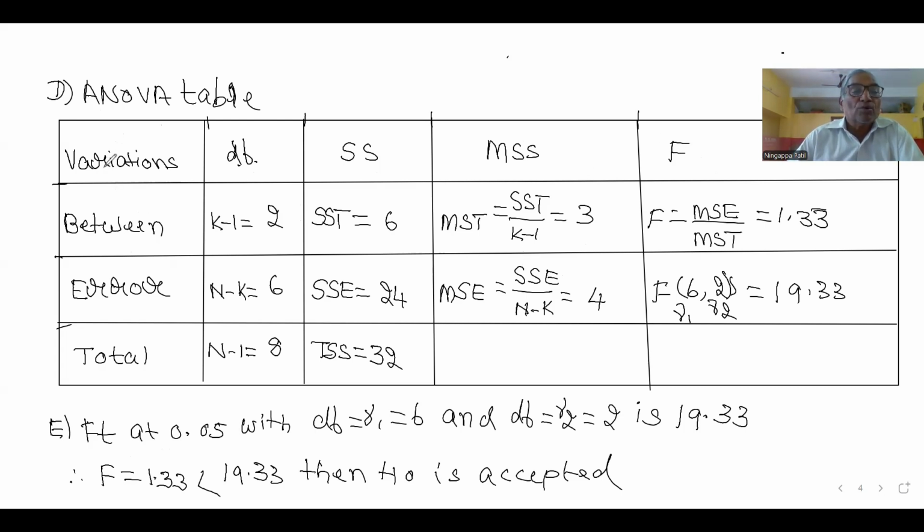We have to calculate. Look, for variations between, the degrees of freedom is K minus 1. K is 3, 3 minus 1, it is 2. Then for error, the degrees of freedom is N minus K.